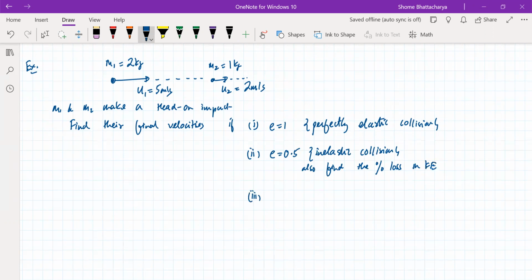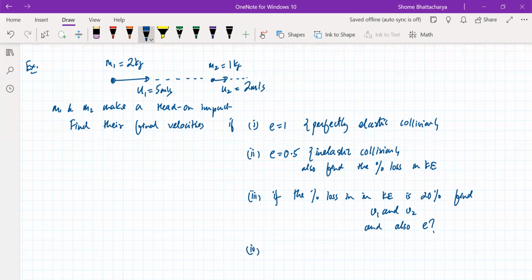Third case, if the percentage loss in kinetic energy is 20%, find V1 and V2, their final velocities, and also find the value of E. And fourth and final case, if E is equal to 0, that is, it is a perfectly inelastic collision.